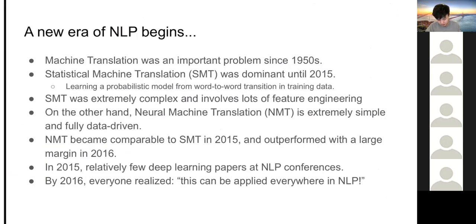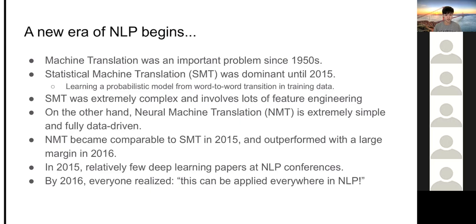And this was a really exciting discovery, because if you look at the history of machine translation, it has been a really important problem since the 1950s. Back then, of course, the approach was very rule-based. And more recently, starting in the 2000s, people started to explore how you can formulate the machine translation problem as more of a statistical learning problem, where you want to learn a probabilistic model from word-to-word transitions in training data.